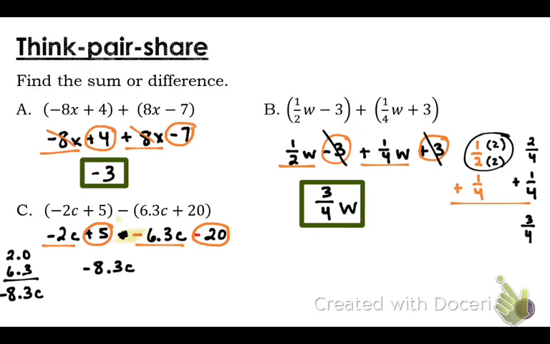Now let's focus on the constants. Positive 5, negative 20. Same sign or different sign? Different sign. Subtract and take the sign of the larger number. What's that part? Negative 15. All right, please make sure that your answer looks like my answer, even if it looked differently to start with.